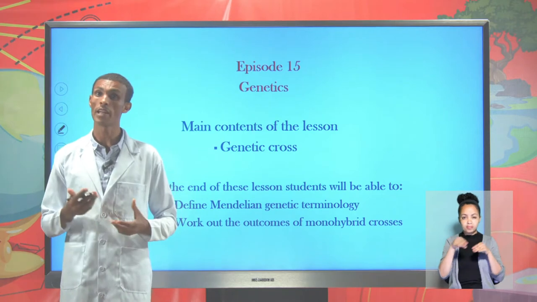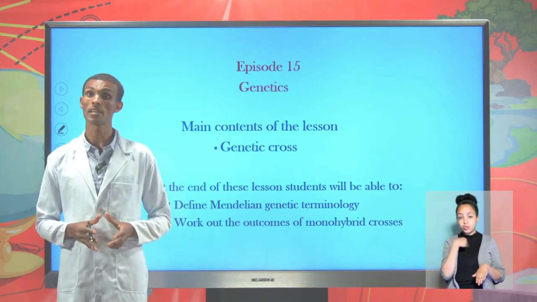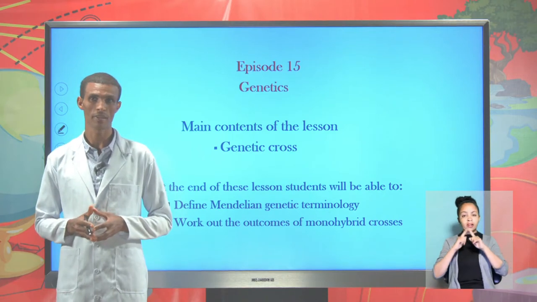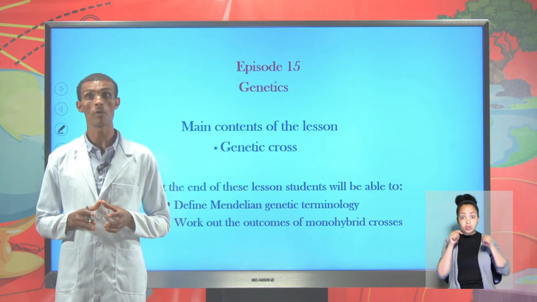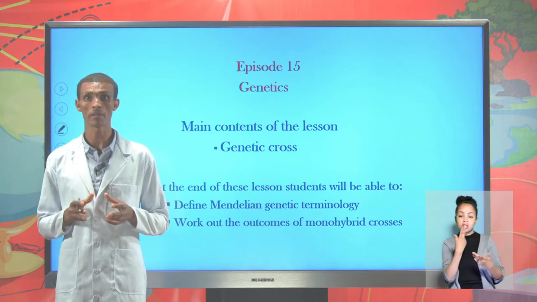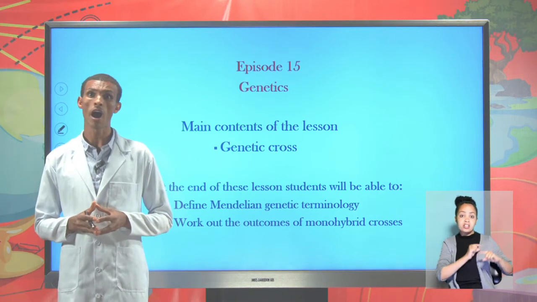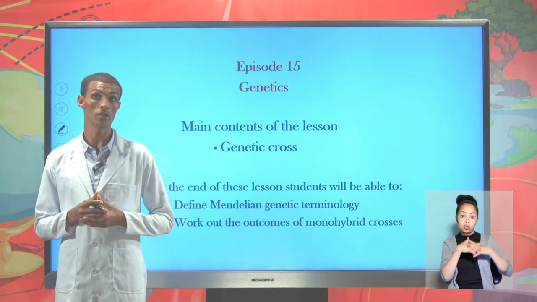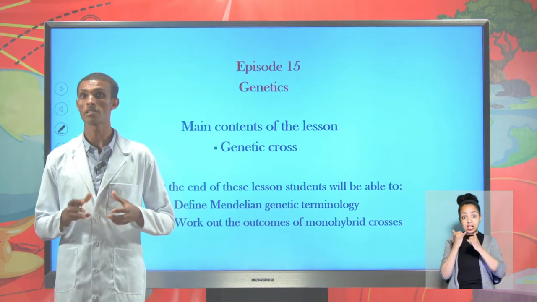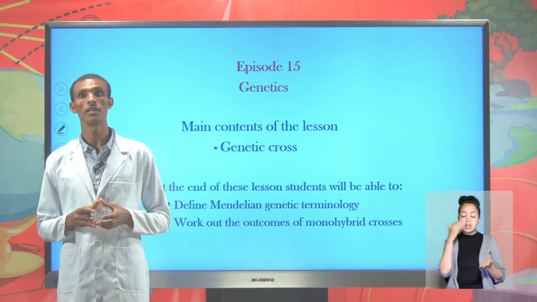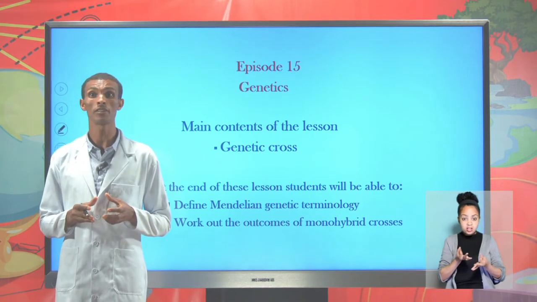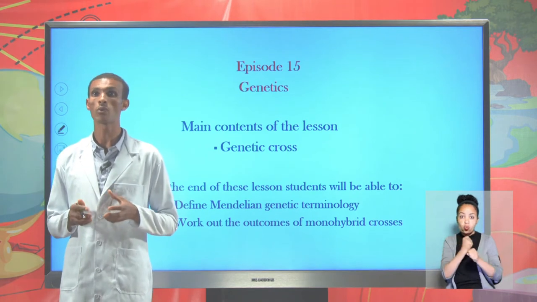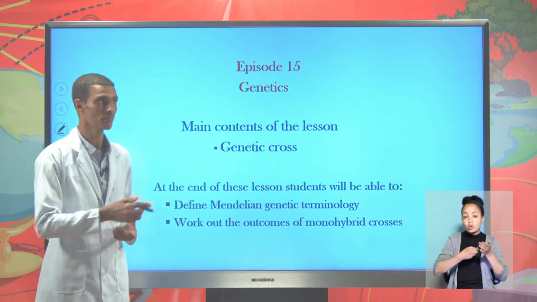Student, in our last lesson, we saw ecological succession and biodiversity in the population. In today's lesson, we are going to see a new topic, genetics. Under this lesson, we will see genetic cross. Student, at the end of this lesson, you will be able to define Mendelian genetic terminology and work out the outcome of a monohybrid cross.